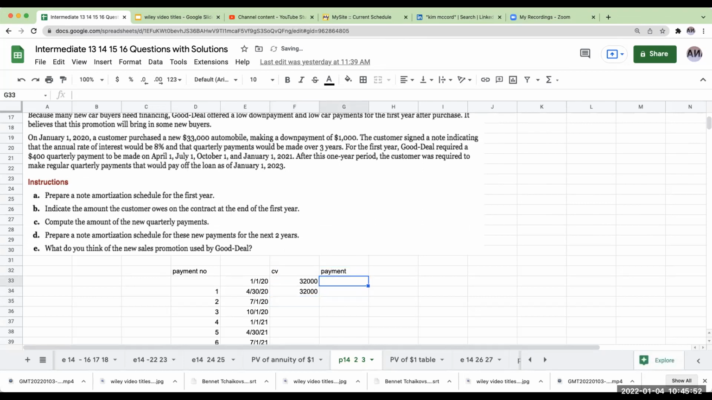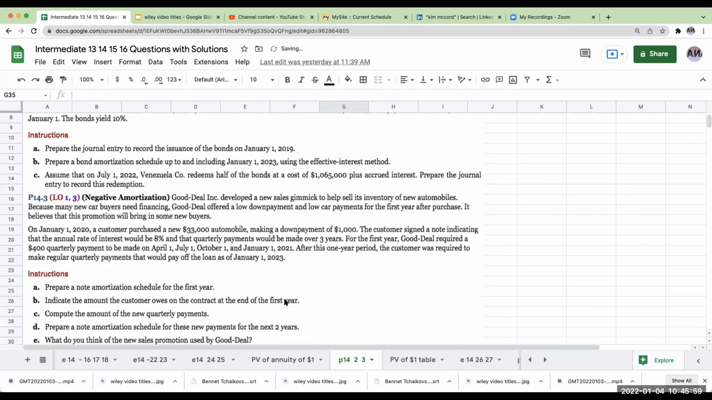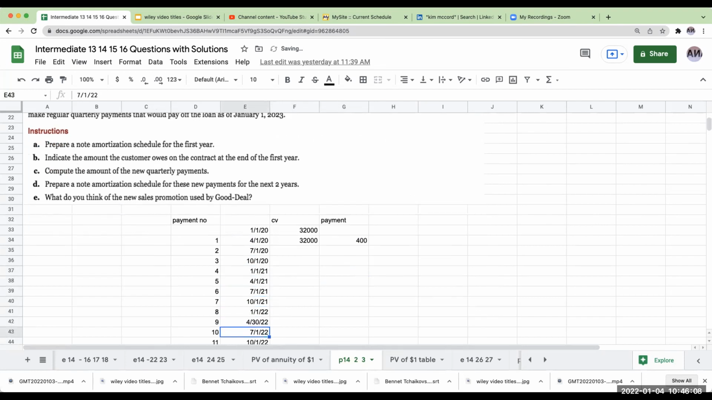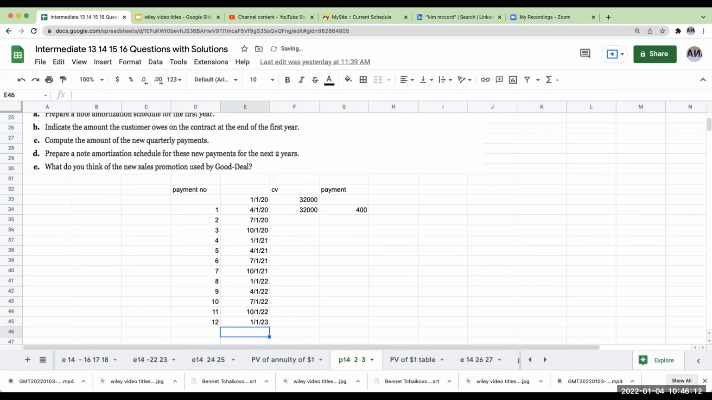The payment is I'm requiring $400 to be made on April 1st. Did I screw that up? Oh yeah, this is 4/1/20, 4/1/21, 4/1/22, and there we go. Okay, so we're all good to go.